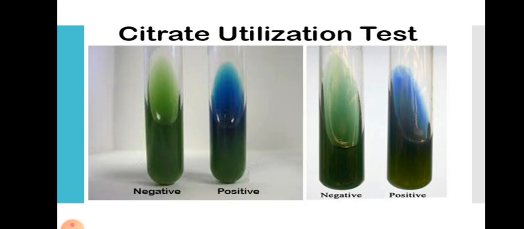Picture of citrate utilization test. Negative tubes are green in color and do not bear any growth of the microorganism, whereas positive is blue in color with growth of the microorganism.